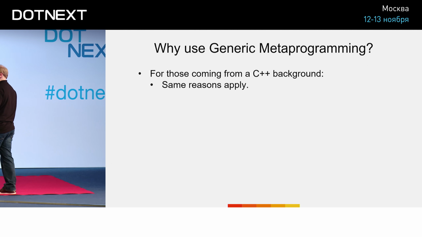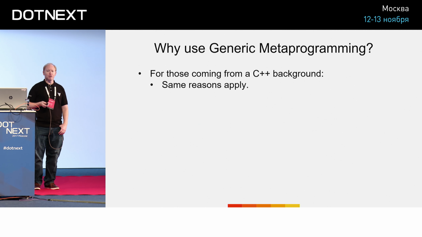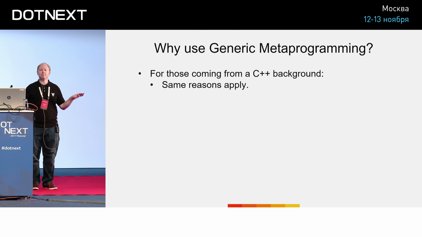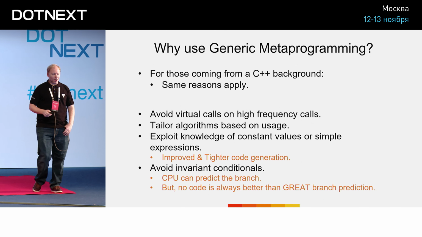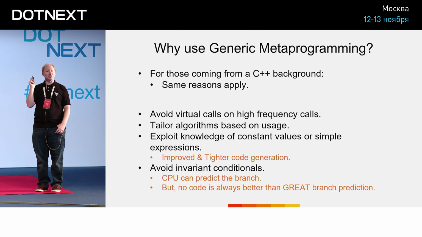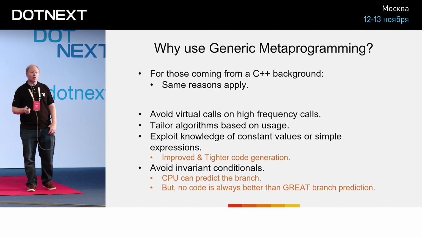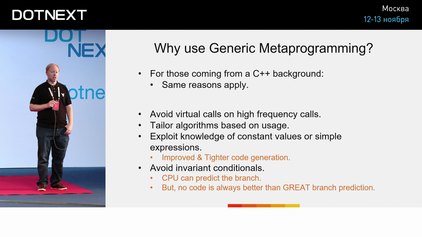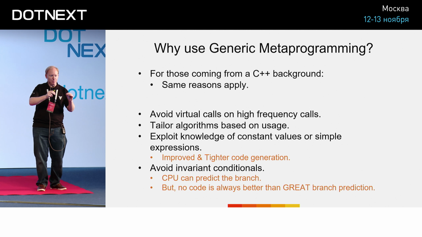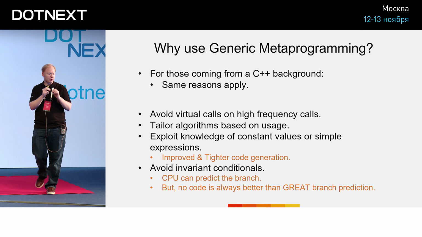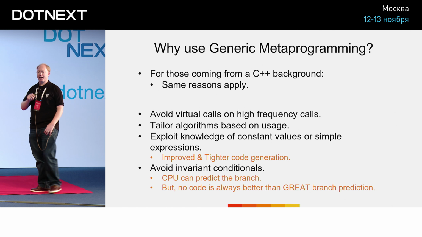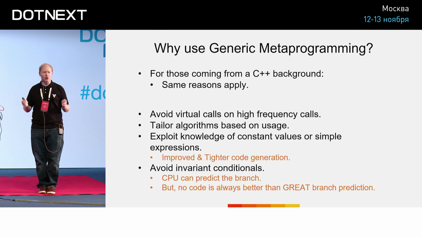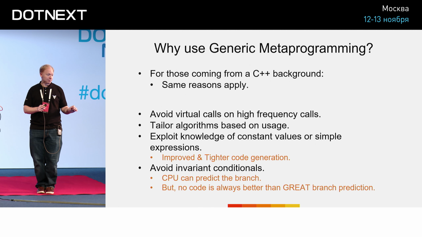So the question is, why should we use generic metaprogramming? For those that come from C++, same reasons. Okay? No questions asked. For those that are not, well, it essentially allows us these interesting behaviors. We can actually get rid of virtual calls on high frequency calls. So you have something that is a virtual call, and you want to get rid of it, you can just play along with these kinds of tricks to actually get rid of those virtual calls. You can actually tailor algorithms based on how you plan to use them. Think about an allocator. Oh, this allocator is high frequency. Oh, this allocator is not going to return the memory, and I'm fine with it.